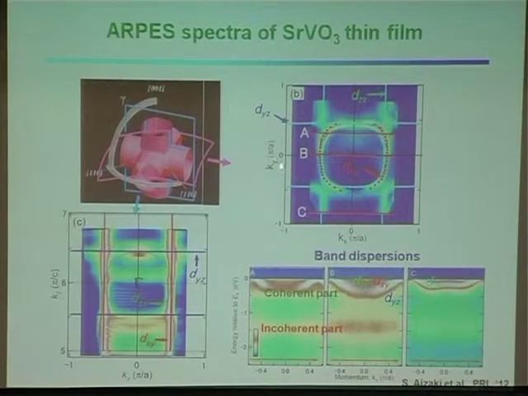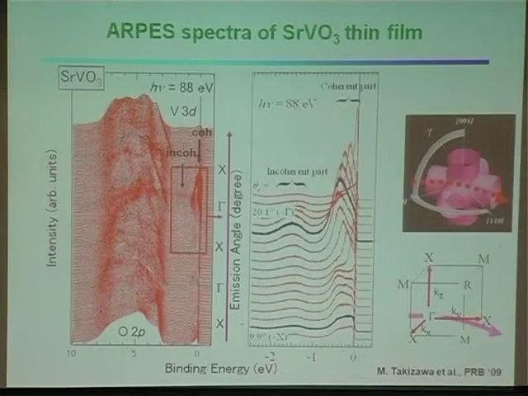And this is a pink cut. You see clear DXY band and YZ and ZX band. This is a side view also, with coherent part and incoherent part like this. And this is a wide range spectra, including oxygen 2p band and vanadium 3D. Of course, we are interested in this vanadium 3D part, which shows clear dispersion.